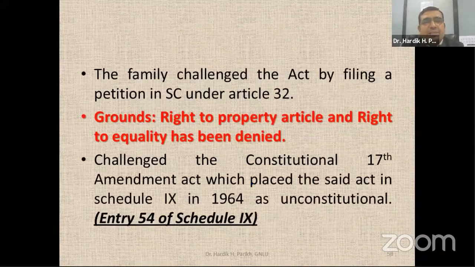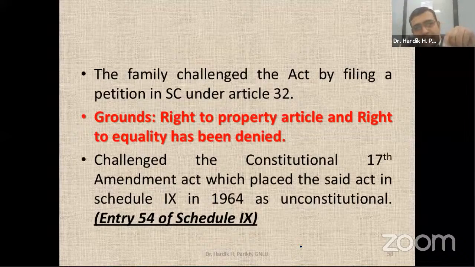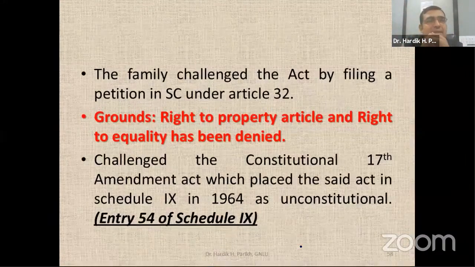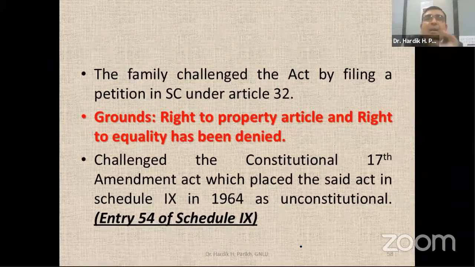So they challenged the constitutional amendment. They challenged the 17th constitutional amendment also, which was placing the Punjab Security of Tenure Act in Schedule 9. And also they challenged the right to property under Article 19 and 14 both, saying that the particular calculation is completely discriminating, in what criteria you are deciding.